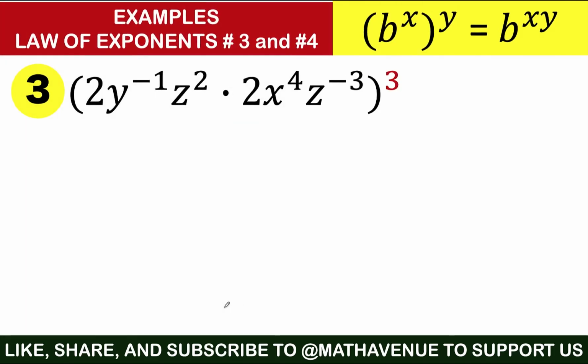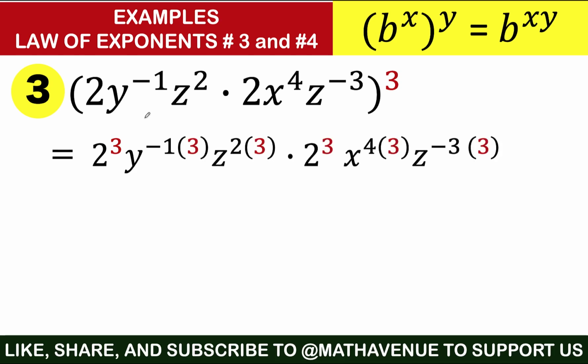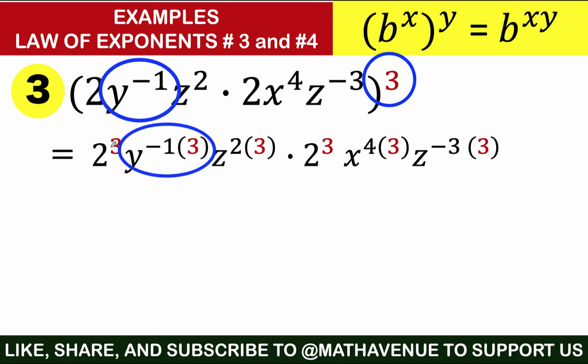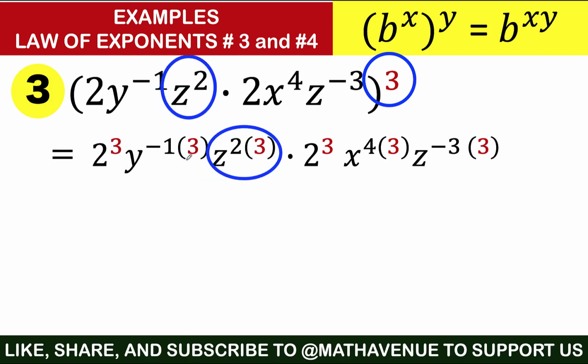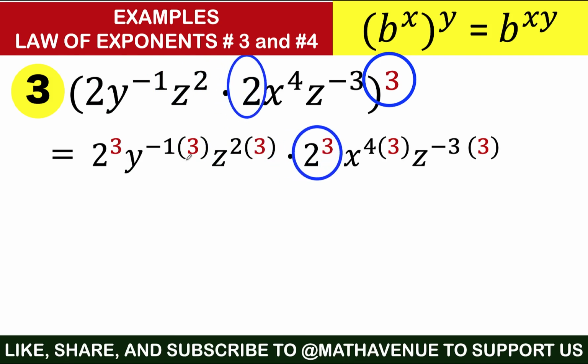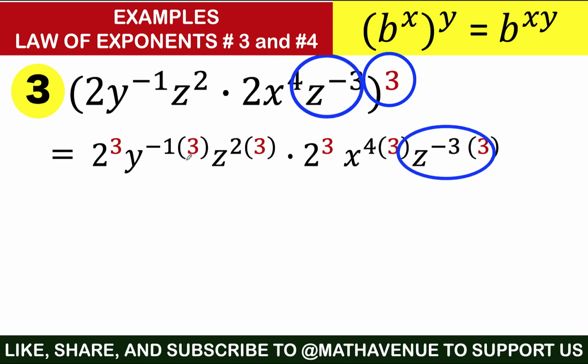Another problem. We now have here a negative exponent. So this is what we do. We apply the laws of exponents 3 and 4. Now this part here is raised to the 3rd. That's why we have this 2 to the 3rd. This y to the negative 1 raised to the 3rd becomes this. And the same explanation for the rest of all these factors. So one by one, factor by factor, we raise them to the 3rd. One common mistake here is to forget that these 2 must also be raised to the 3rd.